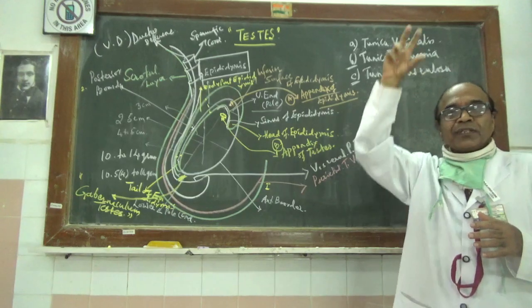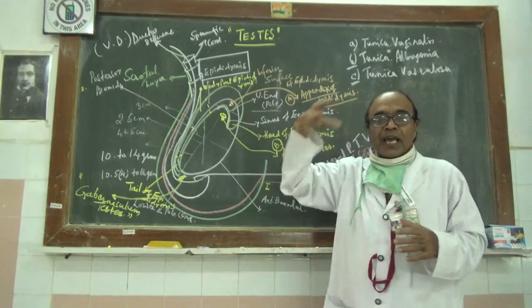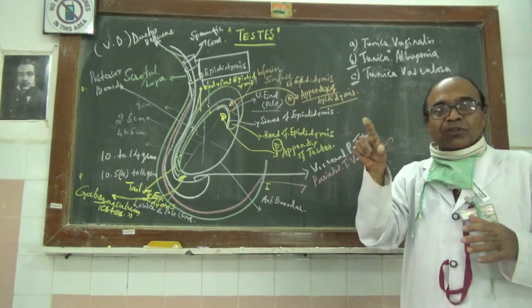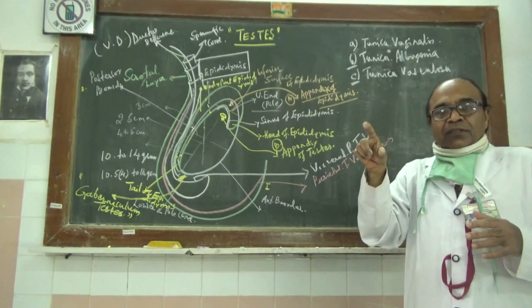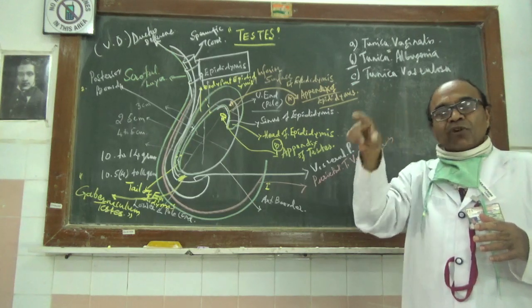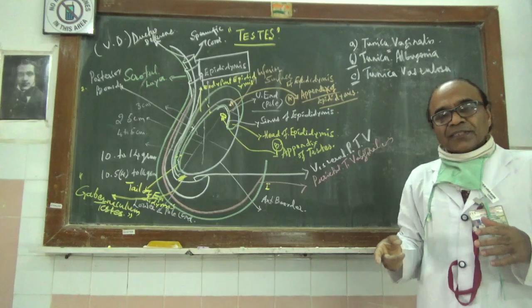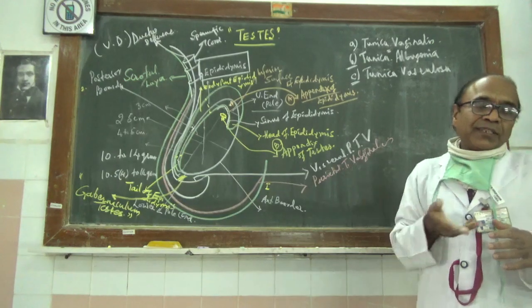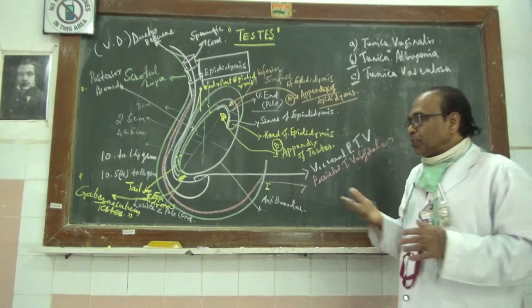The upper pole, where the head of the epididymis caps, should be directed upwards, forwards and laterally, while the lower pole will be directed backwards, downwards and medially.